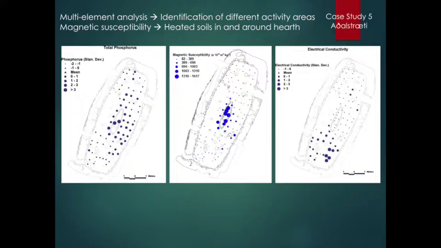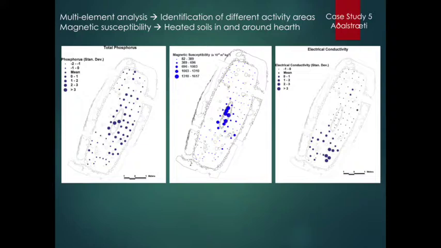But if you are looking for a hearth on your site, you can use magnetic susceptibility as a way of trying to identify that area. And I also used electrical conductivity as a way of looking for areas where there's been enhanced nutrients. I was thinking particularly of phosphorus, but it turned out to be something that was not related to the phosphorus distribution at all, which you can see down here. Okay, so there was no elevation of phosphorus.